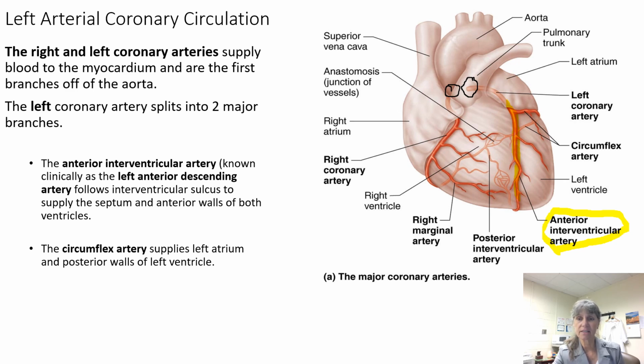the interventricular septum. And the other branch from the left coronary artery is a branch called the circumflex artery. And the circumflex artery supplies the left atrium as well as the posterior walls of the left ventricle.